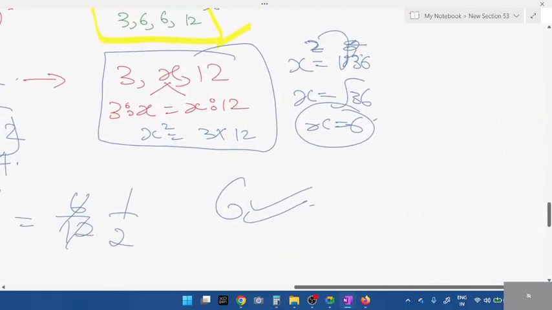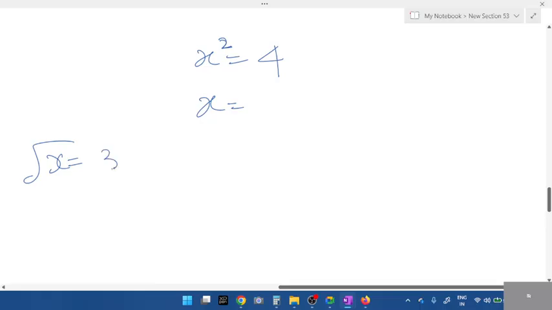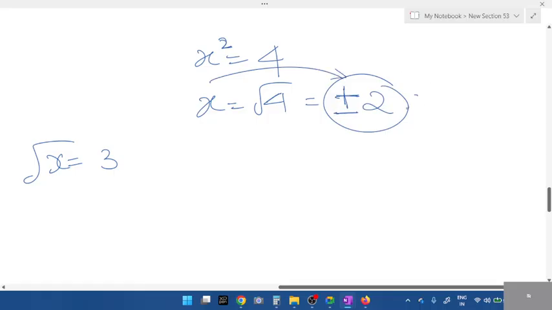Then one more concept is x square is equal to 4. What happens to a square if it goes to the other side? It becomes a square root, right? Okay, so 4 becomes square root 4. What's the answer? Whenever a square root is given, it is not just plus, it is plus minus 2. x is plus minus 2. But mostly we take only positive numbers. 2 we take as positive.